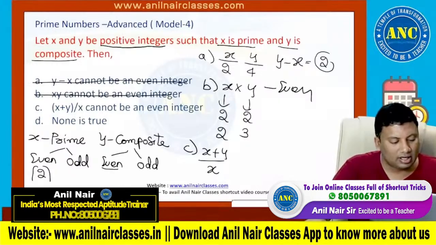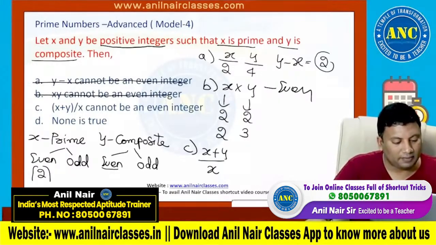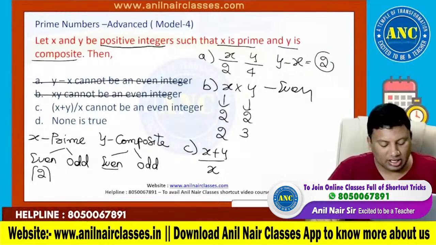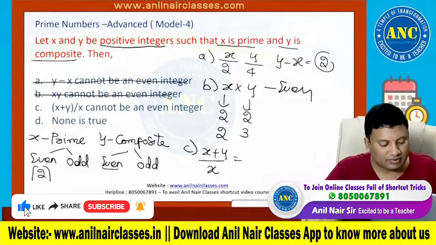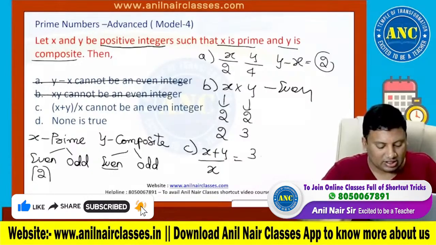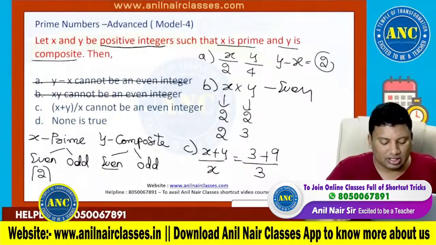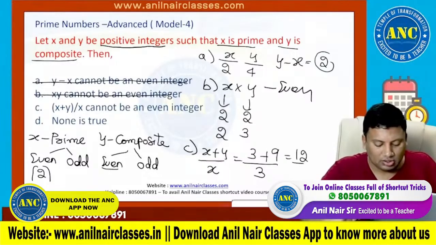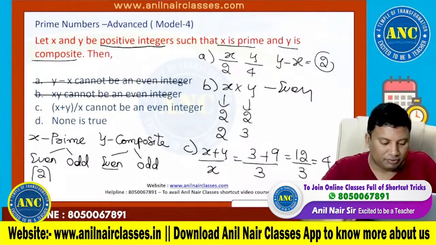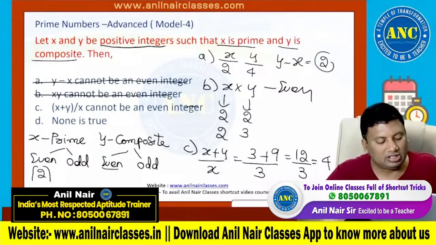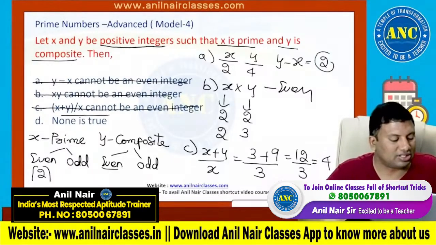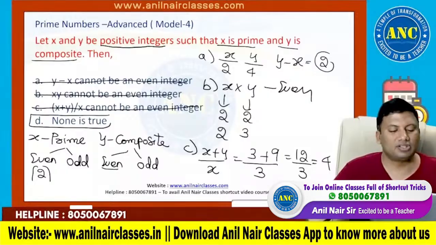Next one, x plus y divided by x cannot be an even integer. For example, suppose x is 3, y is 9, divided by 3. This is nothing but 12 by 3, and 12 by 3 is nothing but 4. 4 is an even integer. This cannot be true. Answer is none of the statements is true.